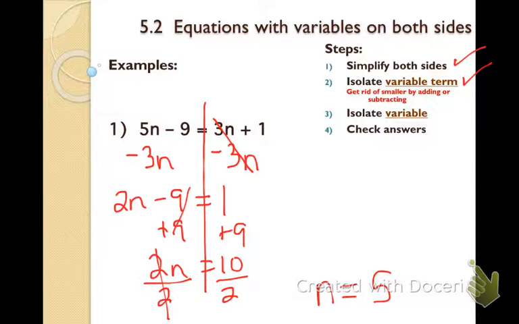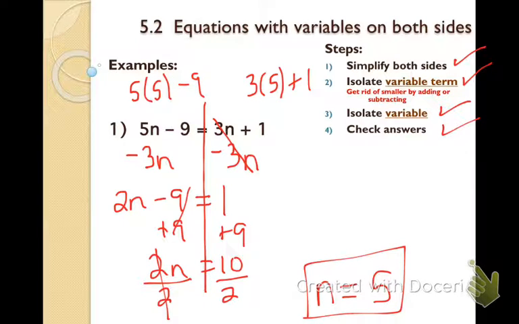I plug it in to check. 5 times 5 minus 9. I'm going to do that in my head. That's 25. Take away 9 is 16. Let's check. What's 3 times 5 plus 1? 3 times 5 is 15 plus 1 is 16. 16 equals 16. It's good. Okay? So we just have that extra step. So let's move on to example number 2.